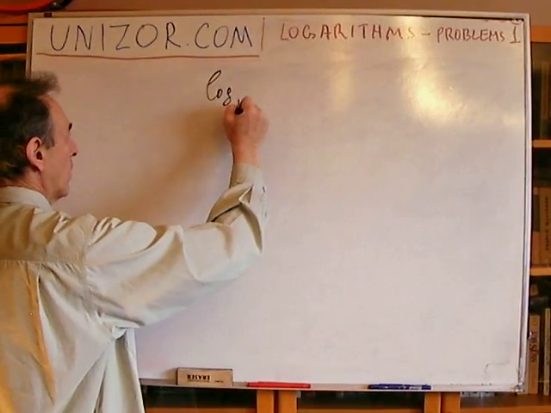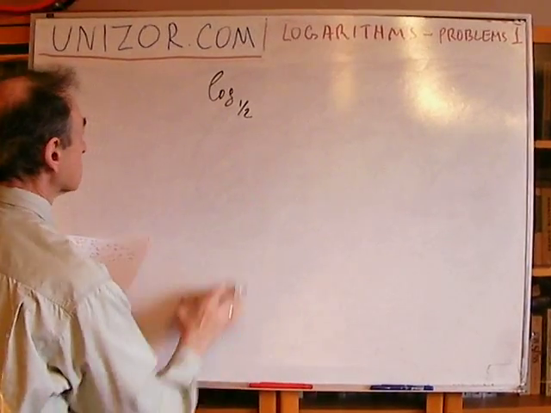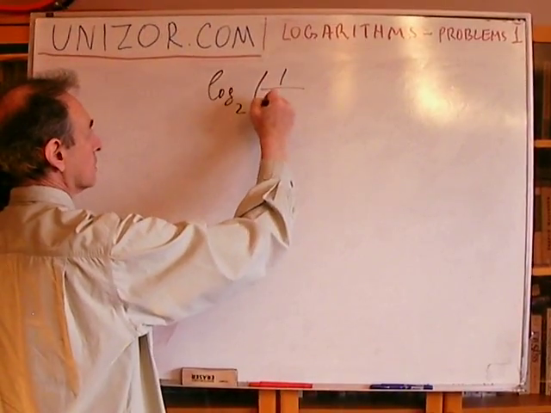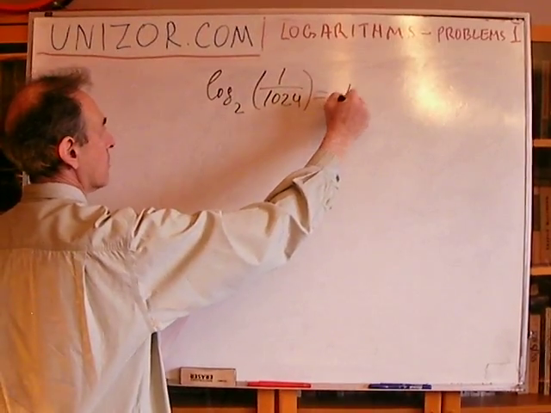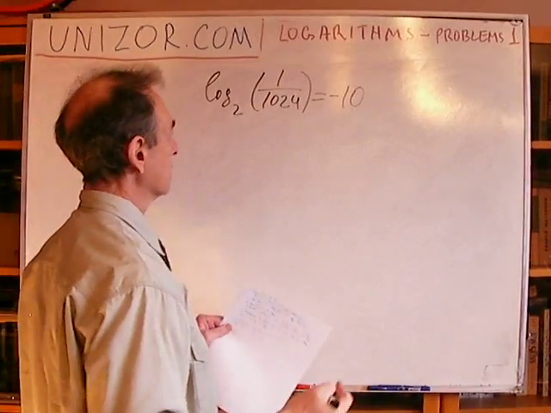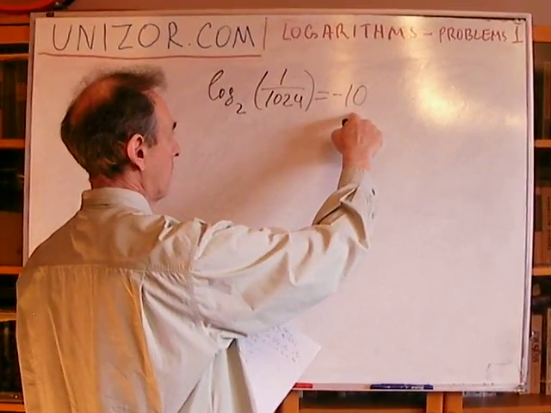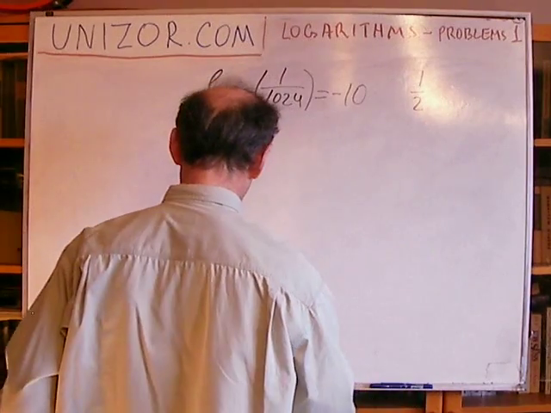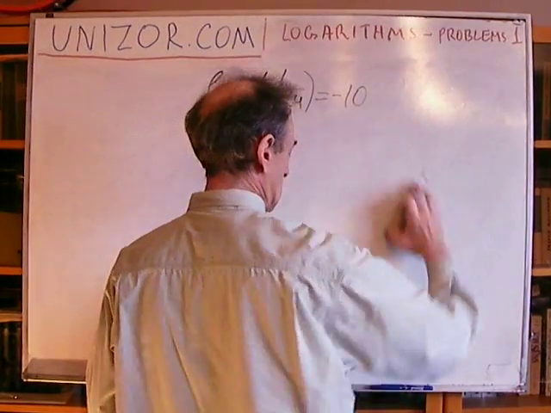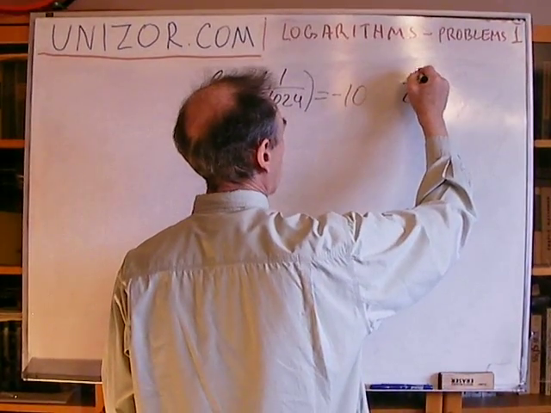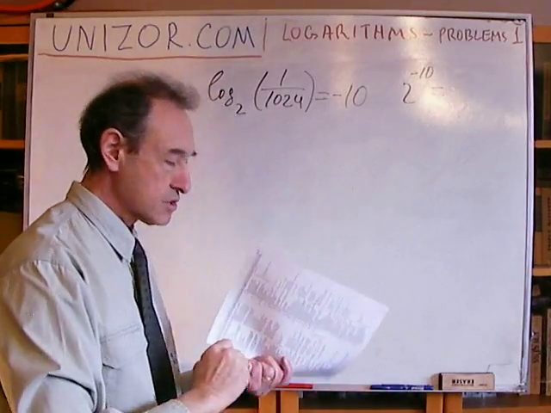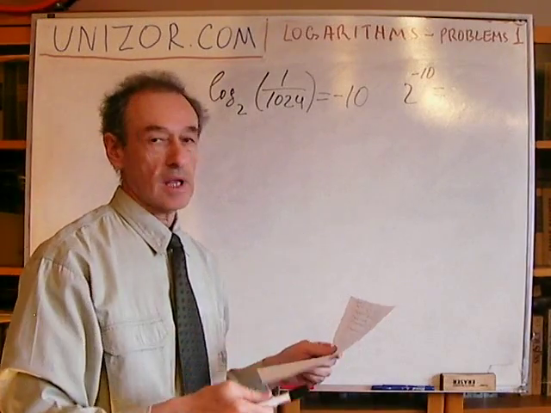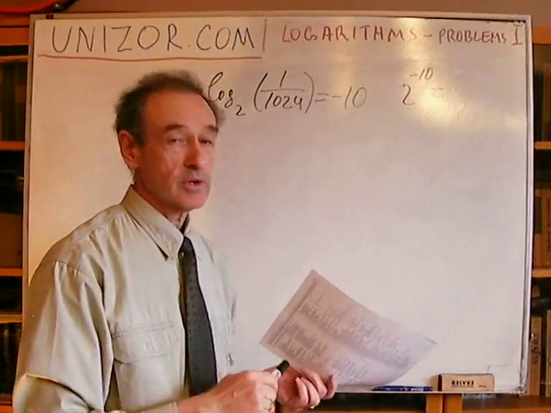Log base 2 of 1/1024 equals minus 10. Well, what does it mean? It means 2 to the power of minus 10 should be equal to 1/1024. Now, what is 2 to the power of minus 10? Minus means 2 should be inverted into 1/2, and then multiplied by itself 10 times; you can verify it is 1/1024.